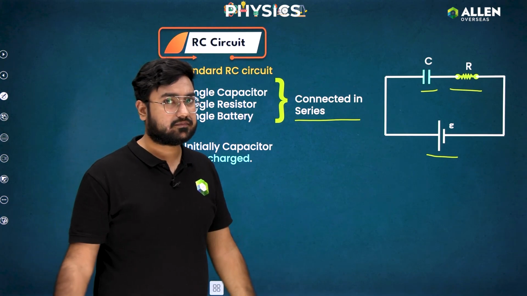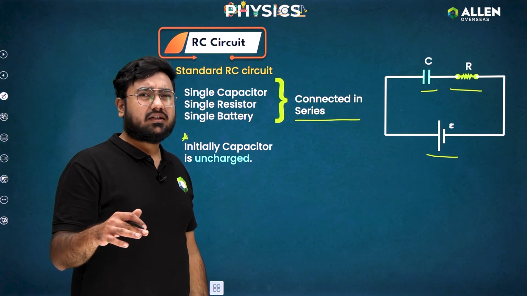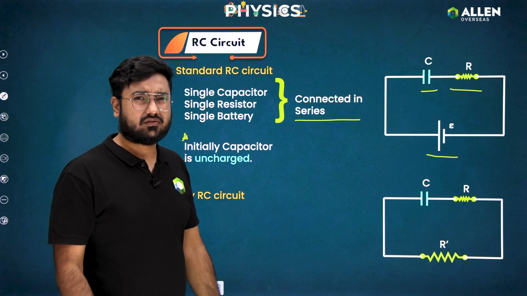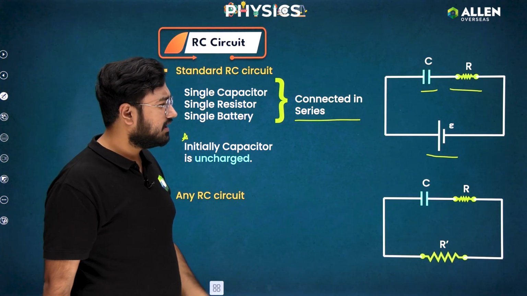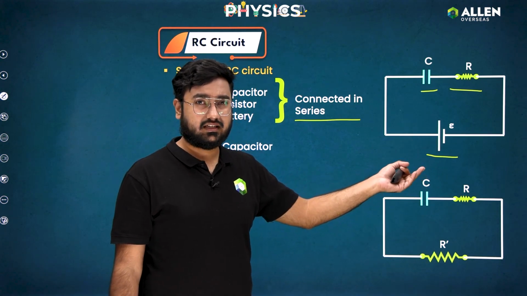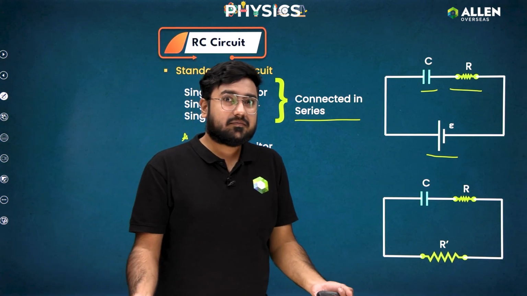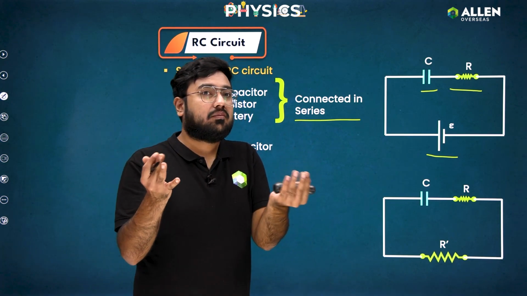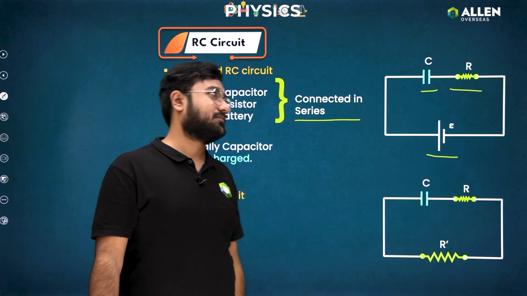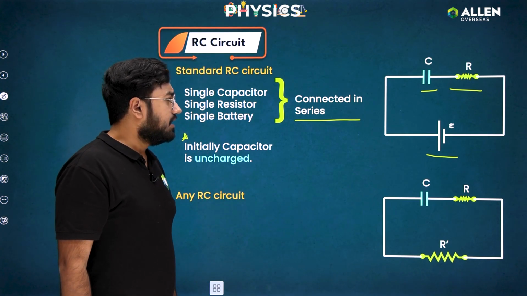Okay, agreed, sir. Then what about the other state, sir? What about the other circuit where a capacitor is there? It could be any RC circuit, a non-standard RC circuit, right? There you could have another resistor instead of a battery, or maybe a combination of that. There will be some circuits where I can convert that complex circuit into a standard one. Getting the point? We are getting the gist, sir. Okay, nice.